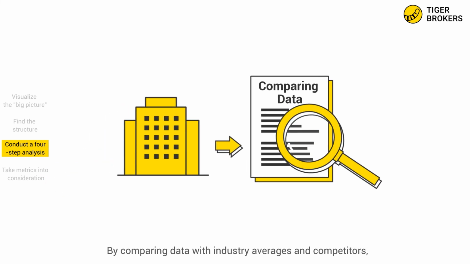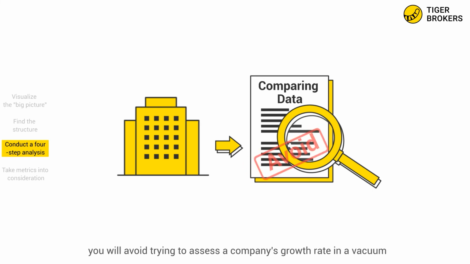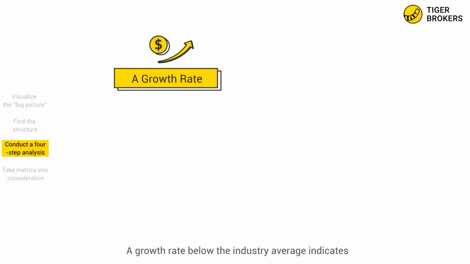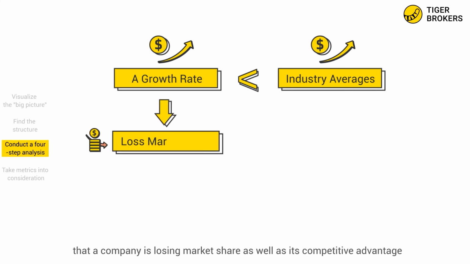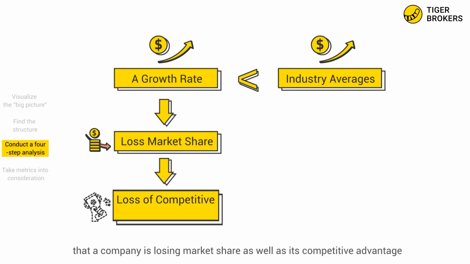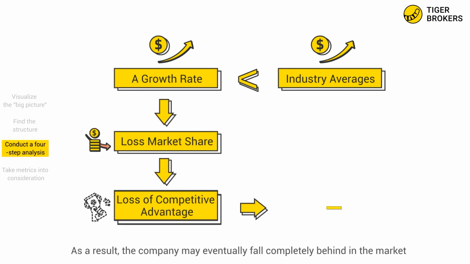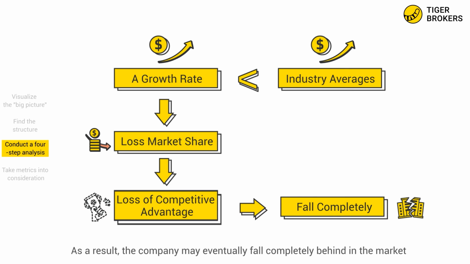By comparing data with industry averages and competitors, you will avoid trying to assess a company's growth rate in a vacuum. A growth rate below the industry average indicates that a company is losing market share as well as its competitive advantage. As a result, the company may eventually fall completely behind in the market.